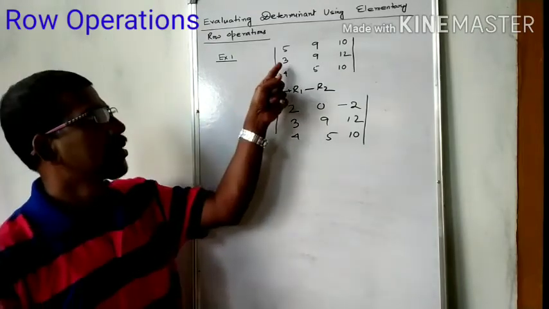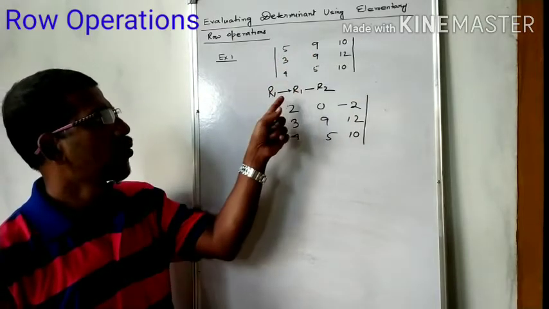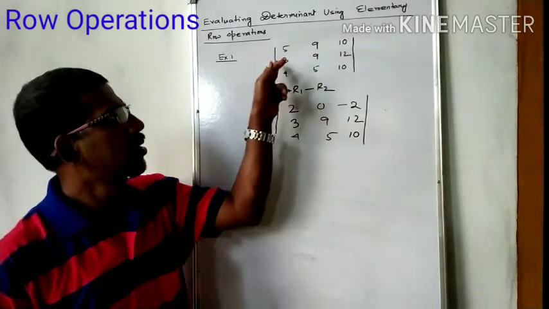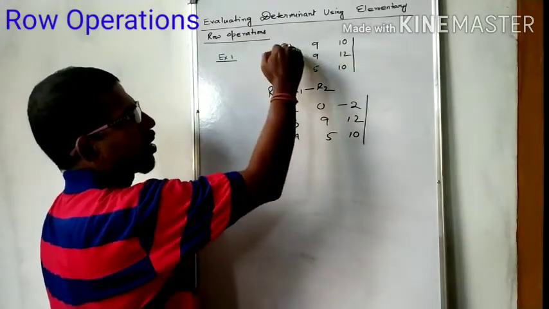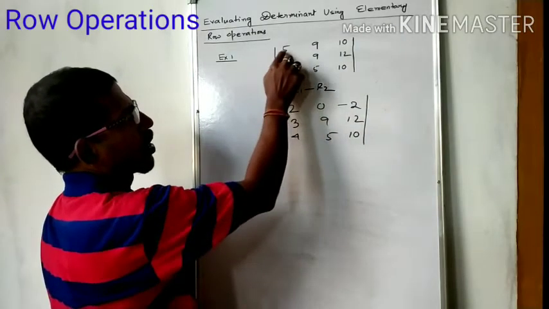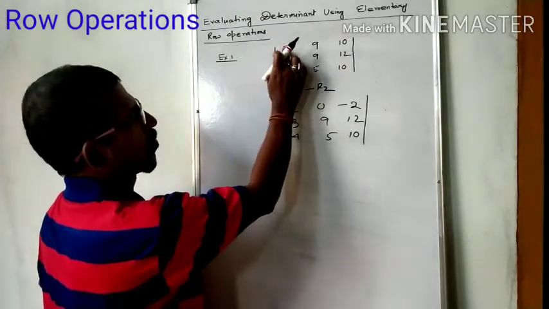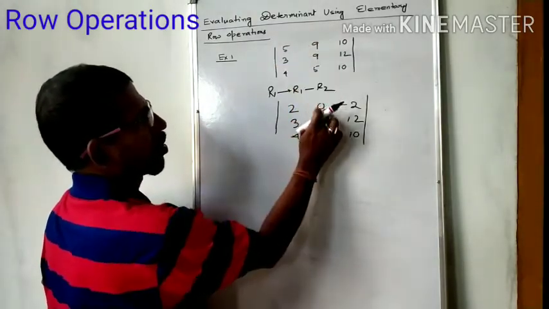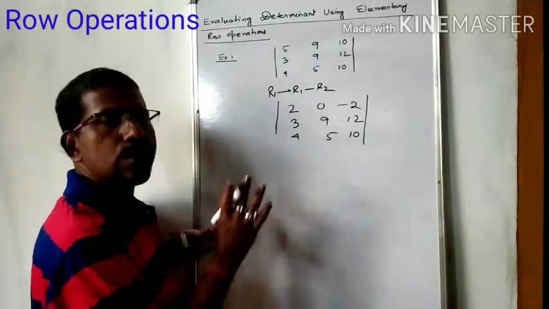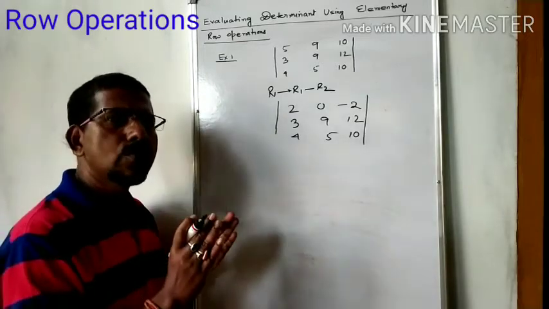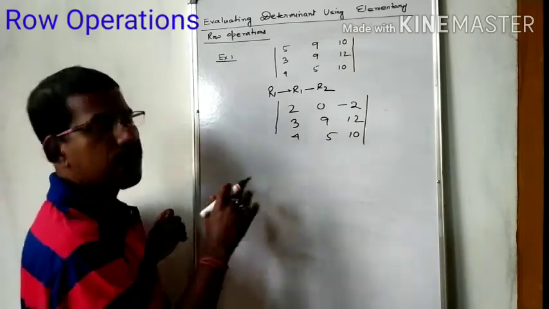Now suppose this one, to find the value of the determinant 5, 9, 10; 3, 9, 12; 4, 5, 10. This is R1, this is R2, this is R3, this is C1, this is C2, this is C3. We can use row operations so that we can reduce the numbers and easily get the value of the determinant. R1 minus R2: 5 minus 3 is 2, 9 minus 9 is 0, 10 minus 12 is minus 2. We can use one more operation so that we will get two zeros. If we get two zeros in any row or column, the value of the determinant will be evaluated very easily, so that we can easily expand it.